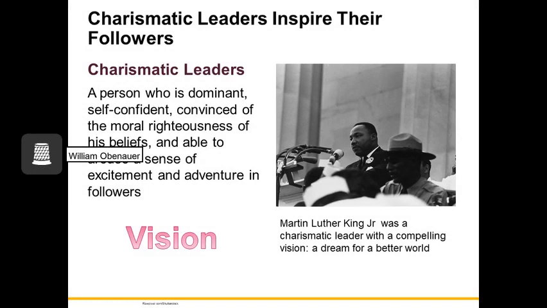Charismatic leaders create a vision that inspires others. Their leadership is often grounded in what they believe are moral principles. They're able to inspire energy in their followers. While we often think of great people like Martin Luther King Jr. as charismatic leaders, it's important to remember that not all charismatic leaders use this skill in a positive manner. In fact, some historians have associated Adolf Hitler with charismatic leadership.